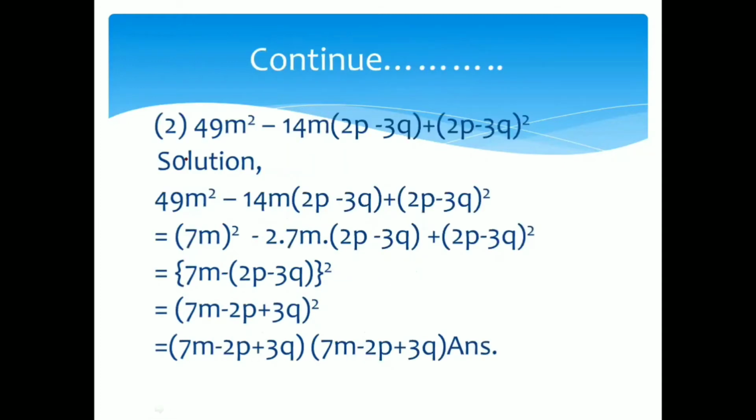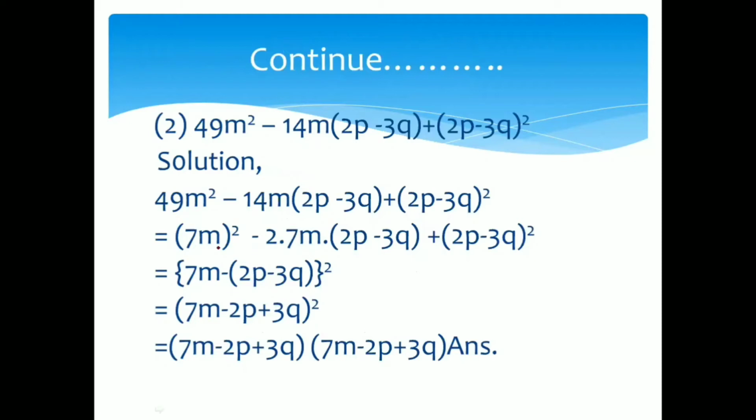Look here, this is also a related question, but here it is a little bit different. Here 49m square you can write as (7m) whole square, and the last one is (2p minus 3q) whole square. This is B and this is A. Now write 2A means 7m, B means 2p minus 3q, and we can check the multiplication: 2 sevens are 14, it comes here. That's why this multiplication is correct.